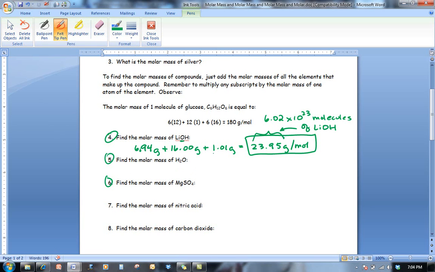So from our previous problem, we found that hydrogen has an atomic mass of 1.01 grams per mole. So all I'm going to do is multiply that by 2 times 1.01. And then I'm going to add the mass of oxygen, which I also found to be 16 grams. And when I add that together, I find the molar mass of water to be 18.02 grams per mole.